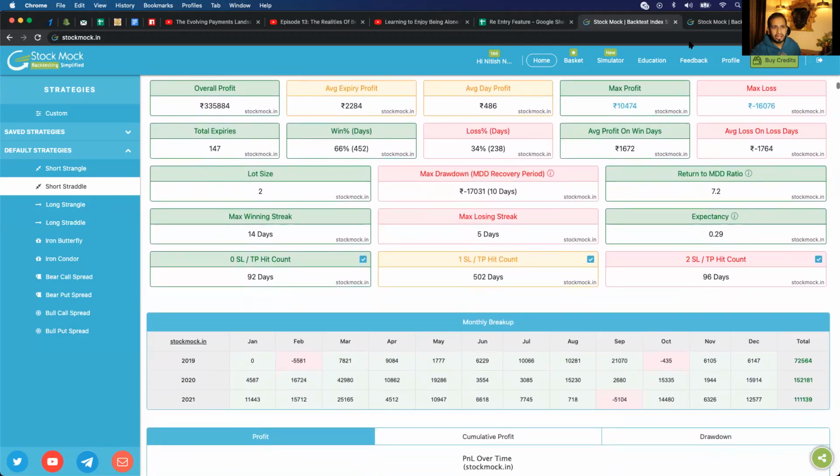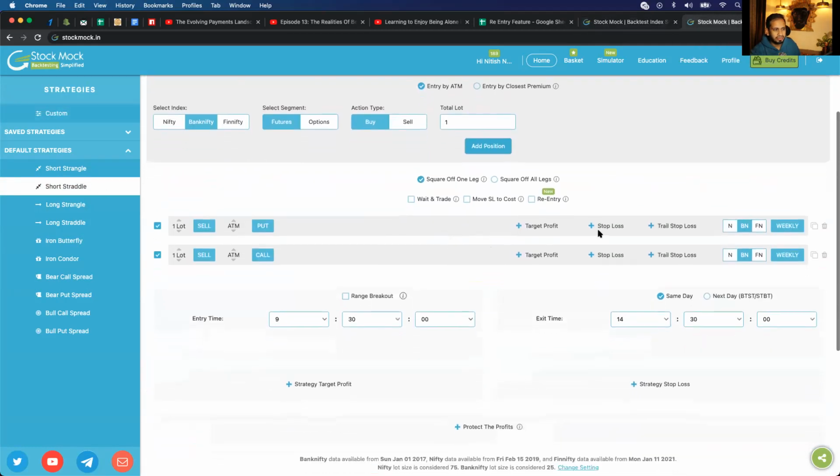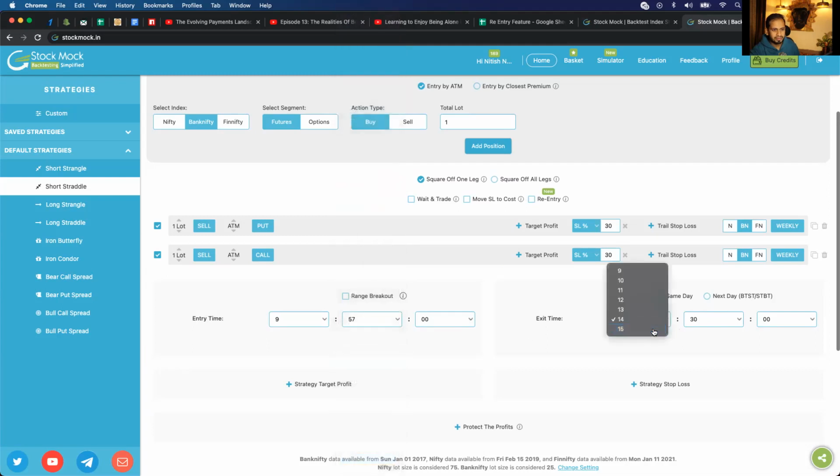Okay. Now I have one more tab open here. I'll create a similar strategy, which is like 30% SL on both the legs, at 9:57, 3 o'clock. But here I'll add a re-entry feature just to show you how it can actually improve the results. Now you will see this new button, re-entry. Click on it. This will activate the re-entry option in here.